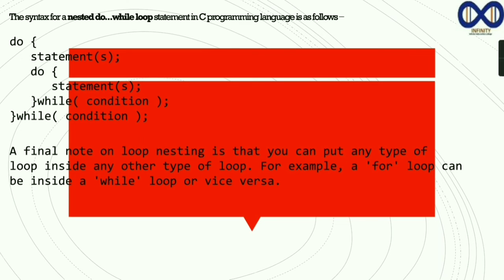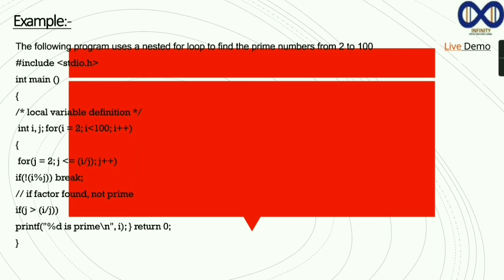Okay, a final note on loop nesting is that you can put any type of loop inside any other type of loop. For example, a for loop can be inside a while loop or vice versa. Okay, this is the example.